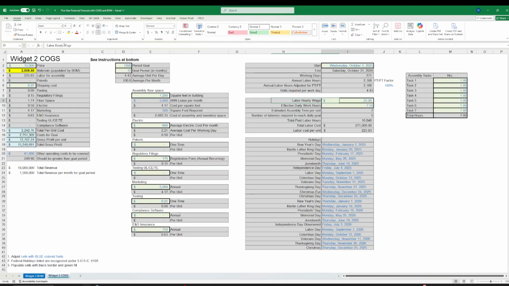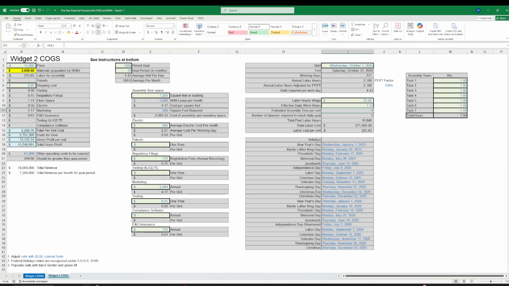So you put in your labor hourly wage for your assembly technicians or whoever you have working for you. Now the effective daily work hours is 7.5 because you have setup time, cleanup time, things don't go right, you have to stop the assembly line for whatever, lunch, breaks, all that stuff, meetings. So let's say on average you have an effective daily work hours of 7.5 hours per day.